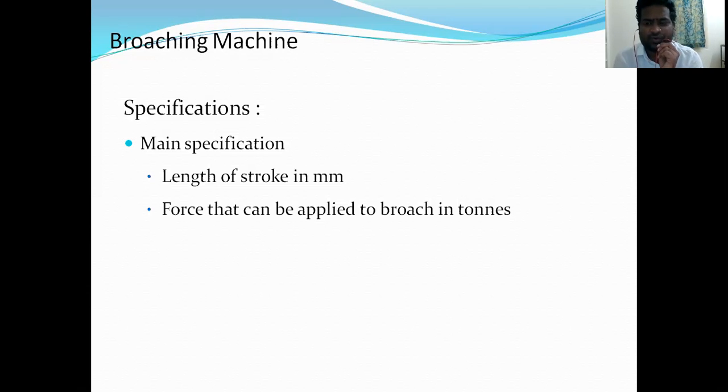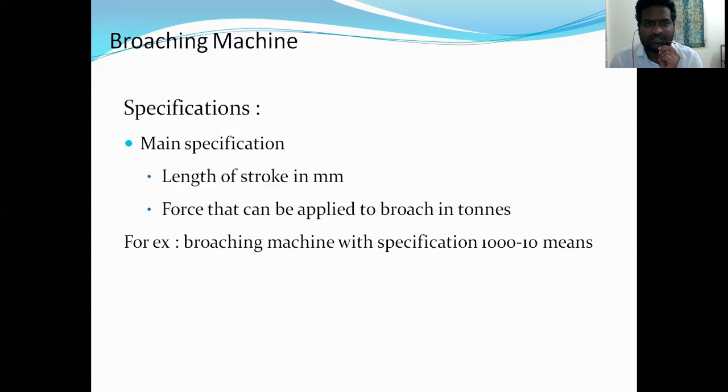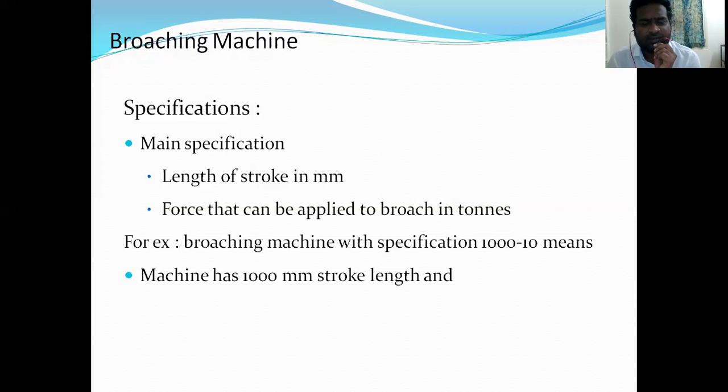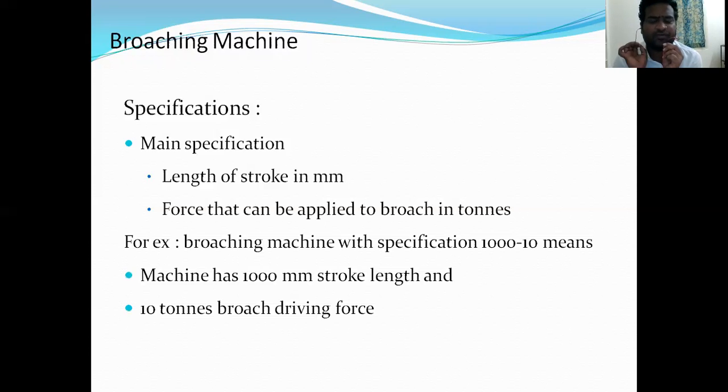So here, the length of stroke in mm. For example, a broaching machine with the specification 1010 means the machine has a 1000 mm stroke length and 10 tons broach driving force. So here the two specifications are length of stroke in mm and force that can be applied to the broach in tons, right? So here 1000.